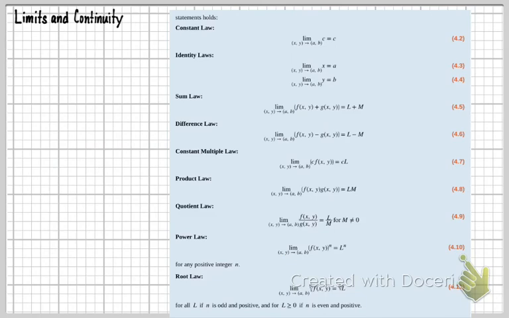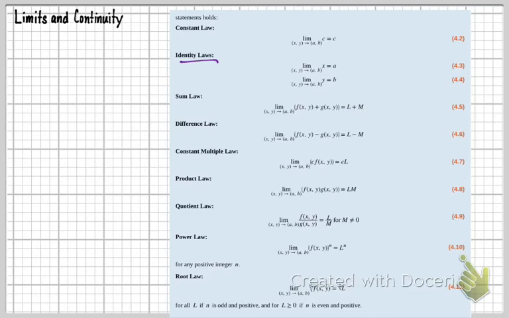So for this one it says, the constant law. That means the limit of a constant equals the constant. Then I have an identity law, which tells me the limit as (x,y) approaches (a,b) of x equals a. So in essence, I'm just plugging in the a for x. And the sum law: if both of those limits exist on their own, that means they both go to some finite z value, then I can break them apart and do the limits individually. And I can just say their sum is going to be the limit. And the difference law, subtraction, works the same way.